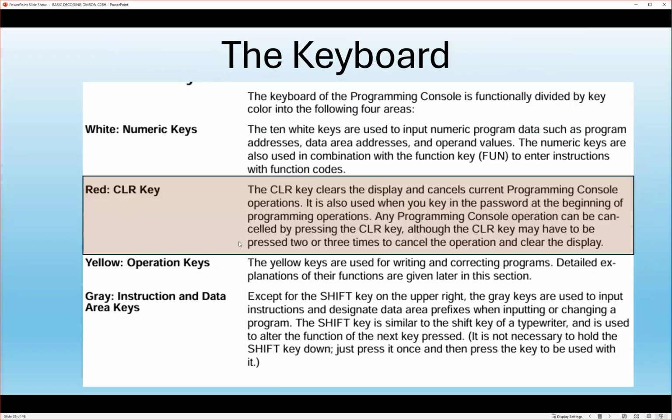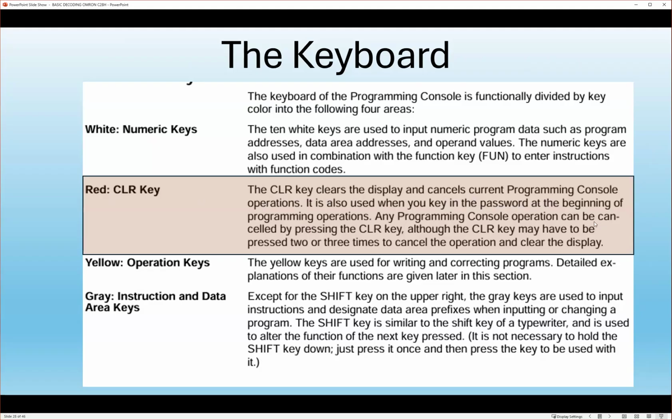Let's get into the keyboard. I highlighted this part because this is kind of important. The numeric keys, there's 10 white keys to input numeric program data. The red clear key, this is interesting. When you plug the unit in, it's going to pop up password, right?